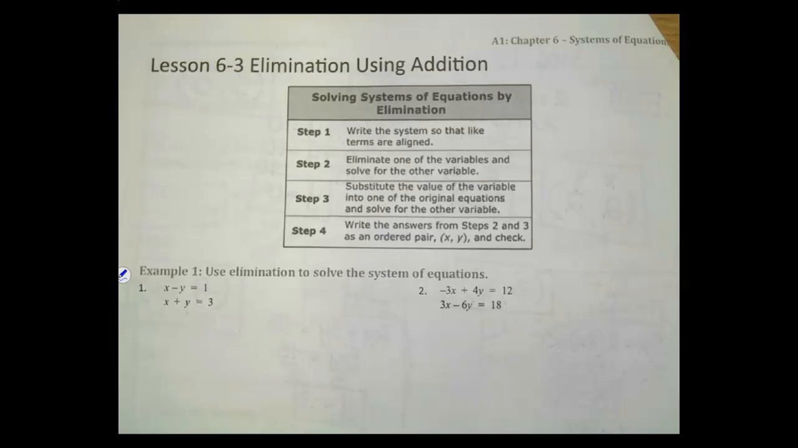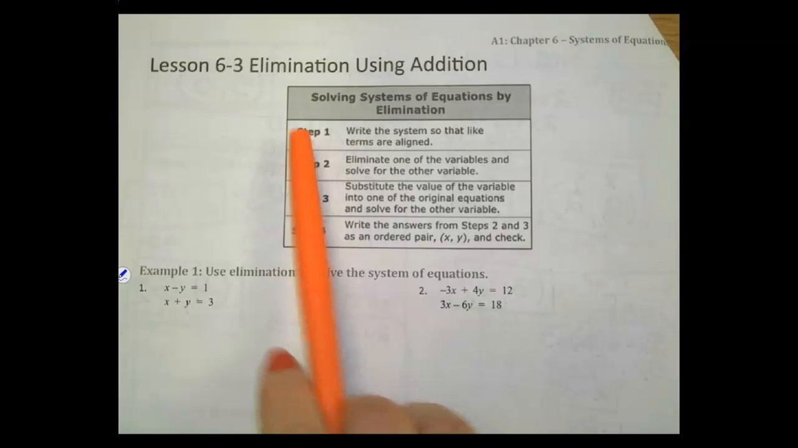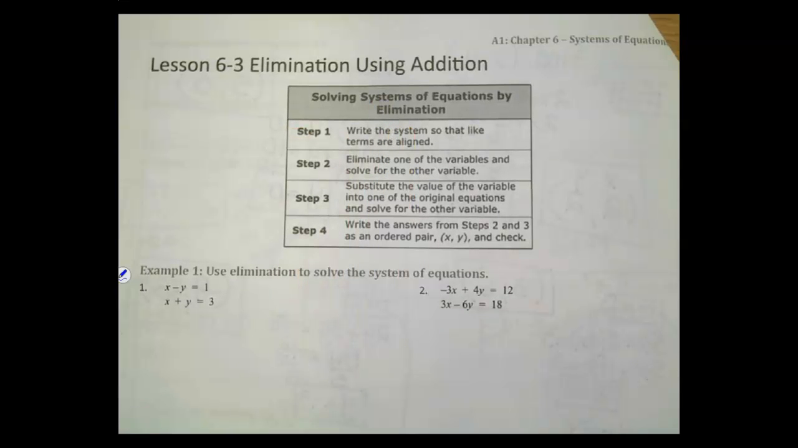So let's go ahead and go over. Today we're going to do elimination using addition, a different way to solve systems. Again, systems means two equations. Here are the steps for solving systems of equations by elimination.